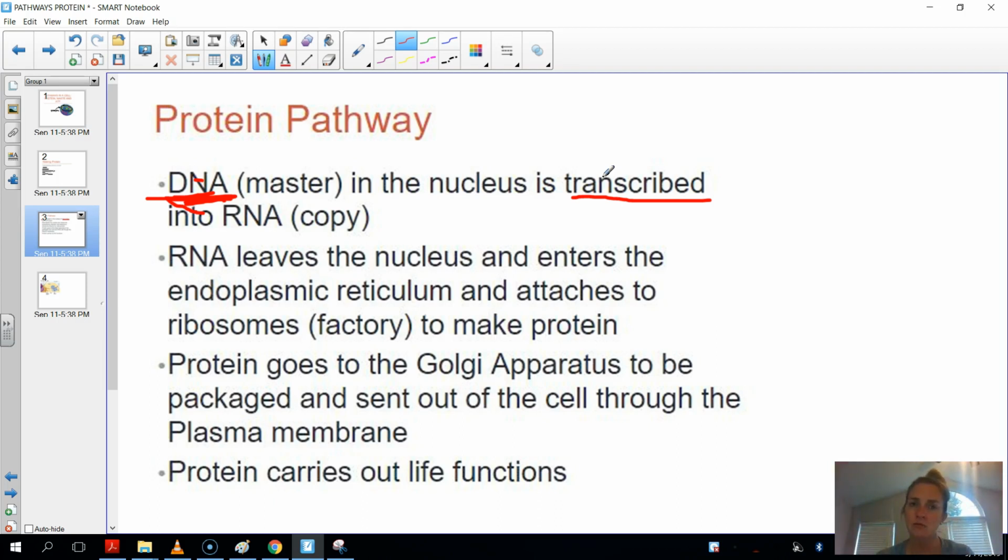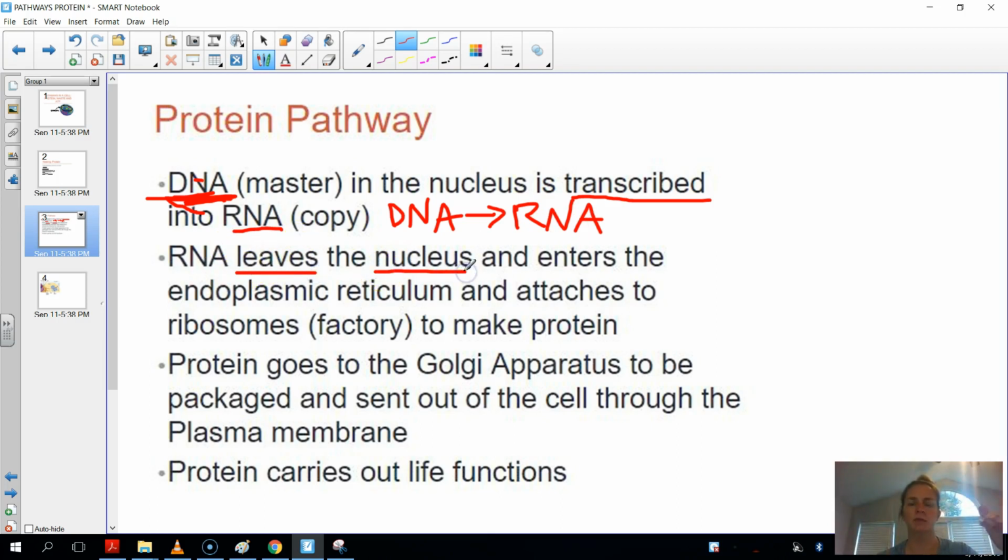And the language that it's transcribed into is RNA. Okay? So then, you want to write this down: DNA is transcribed to RNA. Now, does RNA stay inside the nucleus? No, it doesn't. It actually leaves the nucleus.